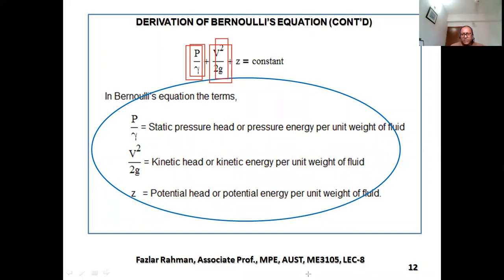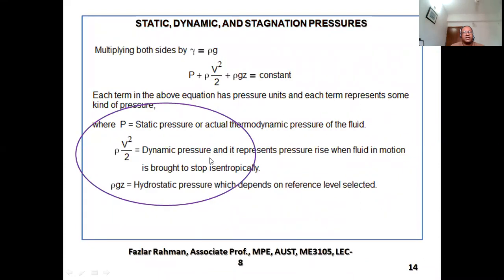Similarly, if we like to express Bernoulli's equation in terms of pressure, then what will we have? That is shown over here. p is called static pressure, rho v square by 2 is dynamic pressure, and this one is hydrostatic pressure. If somebody says the summation of static pressure, dynamic pressure, and hydrostatic pressure is constant, this is the Bernoulli's equation. This is also the right statement.